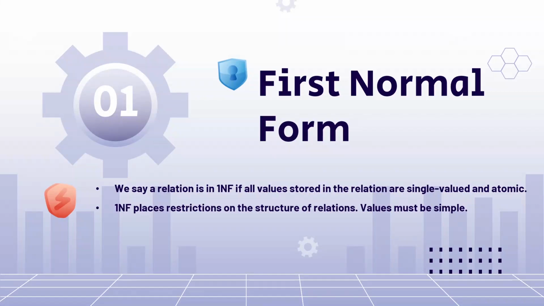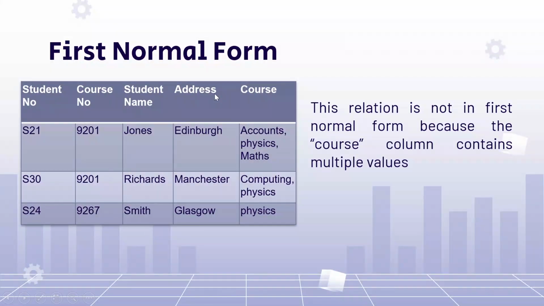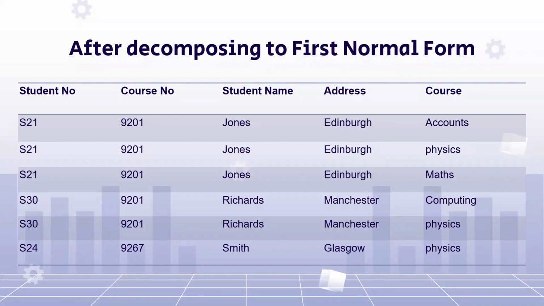Coming to first normal form, we can say that a relation is in 1NF if it contains atomic values. That means the attribute of that table should not contain any multiple values. See here in this example, if you see this table, the attribute course contains multiple values. So this table is not in 1NF. To change it into 1NF, we have to maintain the table like this. Here you can see that none of the attributes have multiple values, all are single valued. So this is in 1NF.